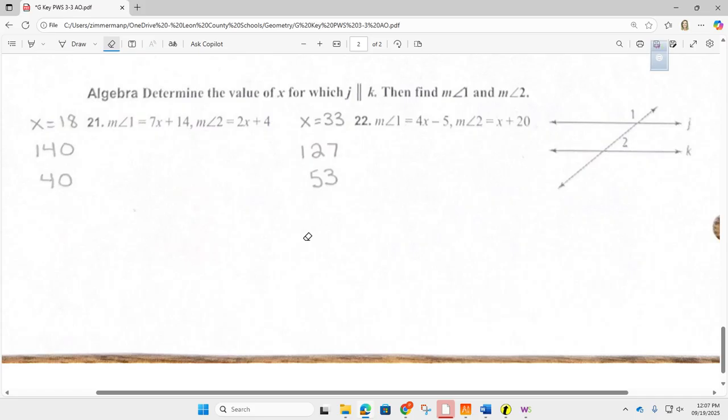All right, if we don't have any questions on anything from 3-2 or 3-3, so our KWS is from sections 3-2 and 3-3, and the worksheet yesterday was from 3-3 alone.